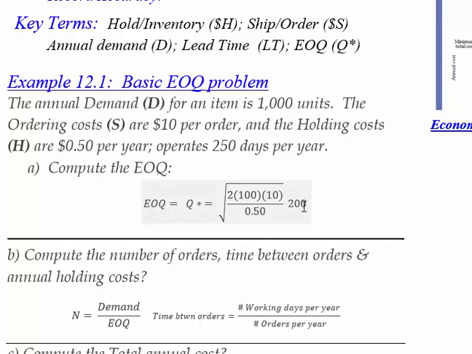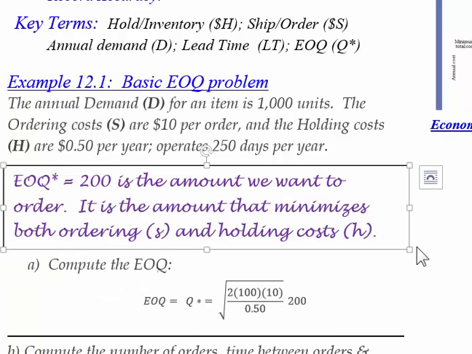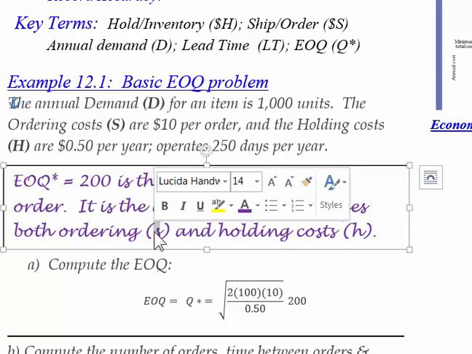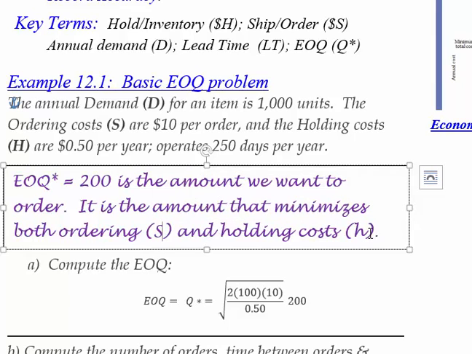So what is 200? 200 is the amount for which we should place our order when we need to order, and it is the amount that minimizes holding costs and ordering costs. So I'm going to write that out here. I have just typed out what I just said. The economic order quantity, or Q star, the optimal order quantity, is 200, and it is the amount we want to order. It is the amount that minimizes both ordering, annotated as S, and holding costs. I'm going to make those just capital letters here.